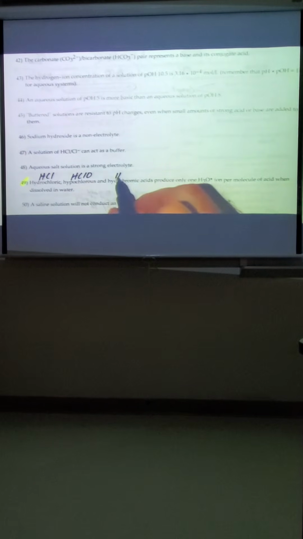Number 49 says hydrochloric, which is HCl, hypochlorous, which is HClO, and hydrobromic, HBr, produce only one H3O plus per molecule, and that's true because they only have one hydrogen each. They're all monoprotic.